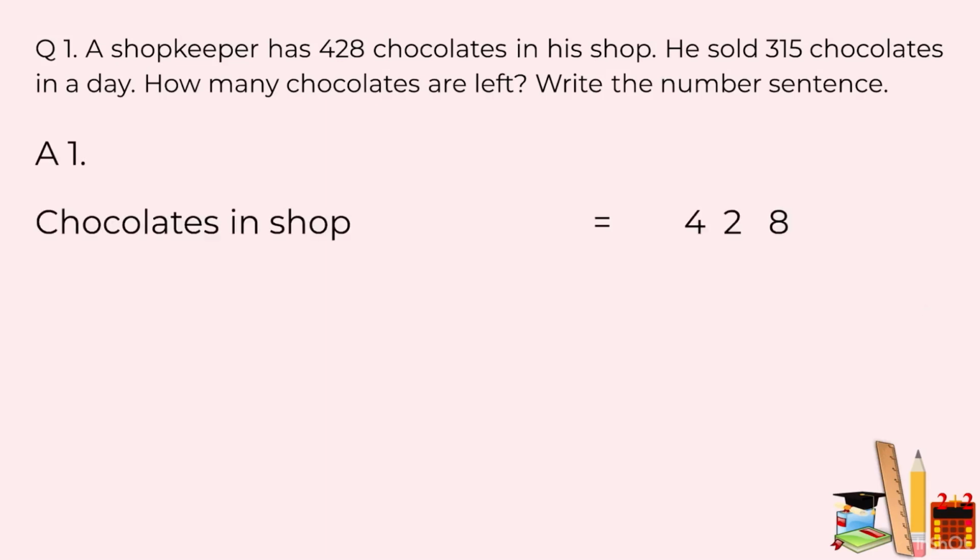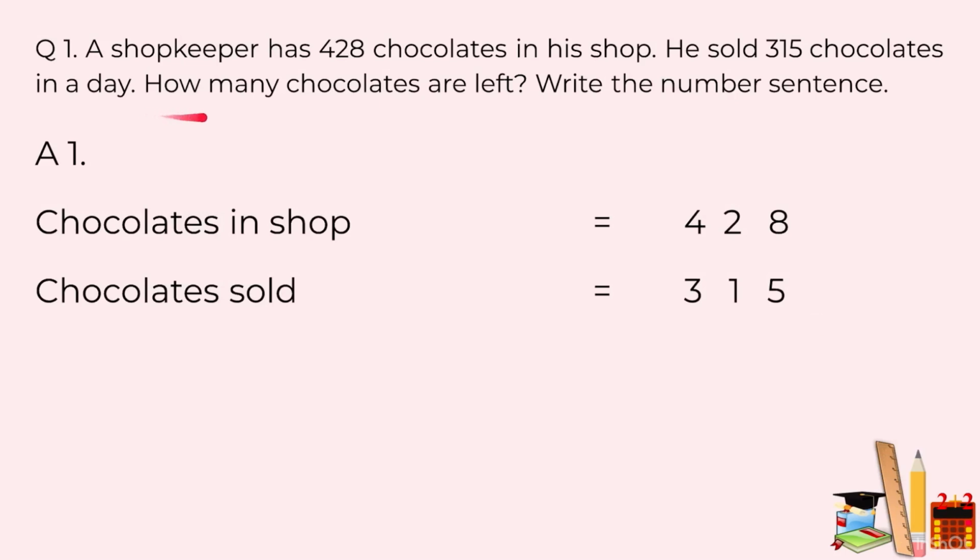We will read the first sentence. A shopkeeper has 428 chocolates in a shop. So the first sentence is telling us about the chocolates in a shop. That is exactly what is our first statement. Chocolates in a shop is equal to 428. Second sentence in the question, he sold 315 chocolates in a day. So the second piece of information is chocolates sold in a day. So we will write chocolates sold is equal to 315.